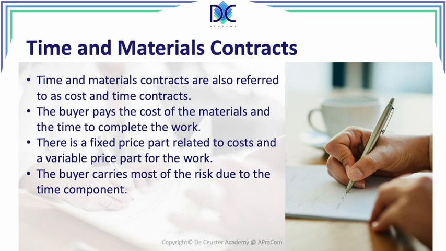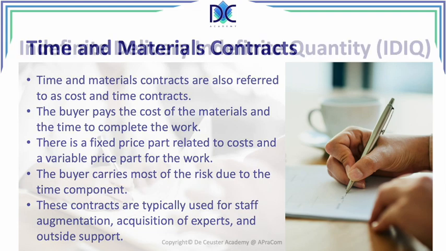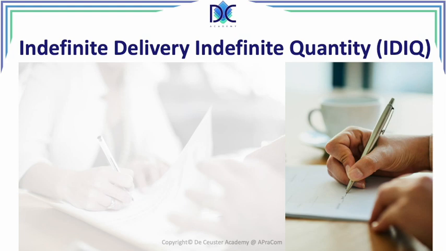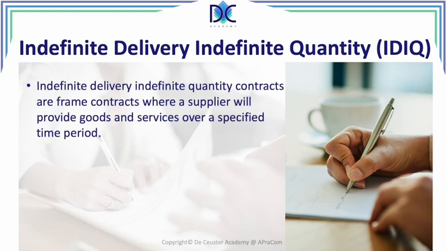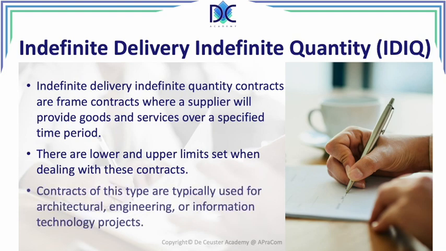These contracts are typically used for staff augmentation, acquisition of experts, and outside support. Another type of contract is the indefinite delivery, indefinite quantity, or the IDIQ type of contract. It is more like a frame contract. The supplier will provide goods and services over a specified time period. There are lower and upper limits set when dealing with these contracts because they also determine the price that the supplier will charge or that the buyer wants to pay. These contracts are typically used for architectural, engineering, or information technology projects.